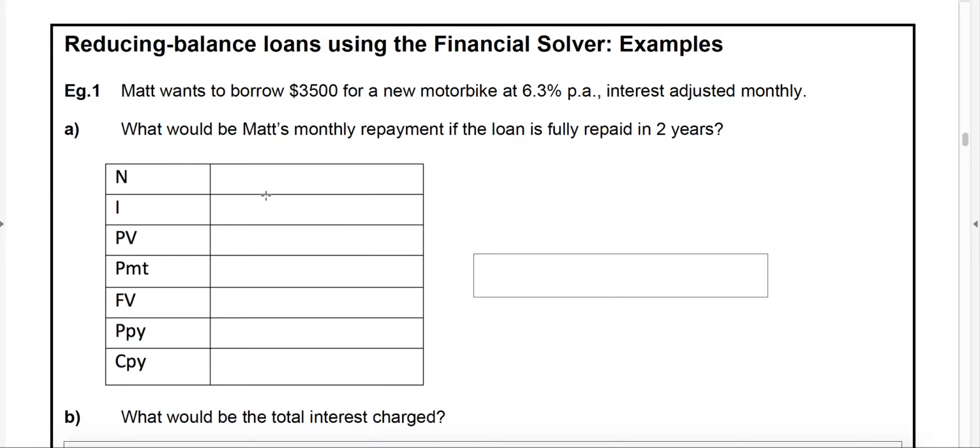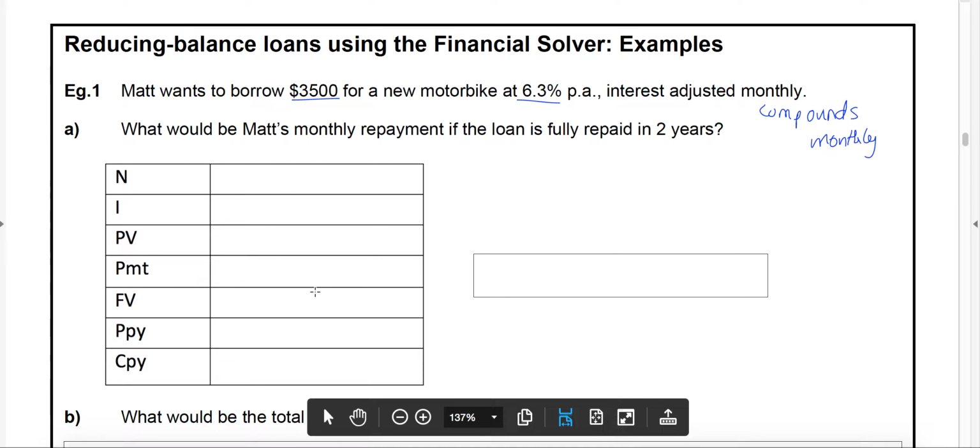So here we've got Matt borrowing some money, so borrowing $3,500 for a motorbike, and here's our interest rate, 6.3%. Over here it says adjusted monthly, meaning that it compounds monthly. So we've got a lot of information just in that one sentence that can go straight into the solver.